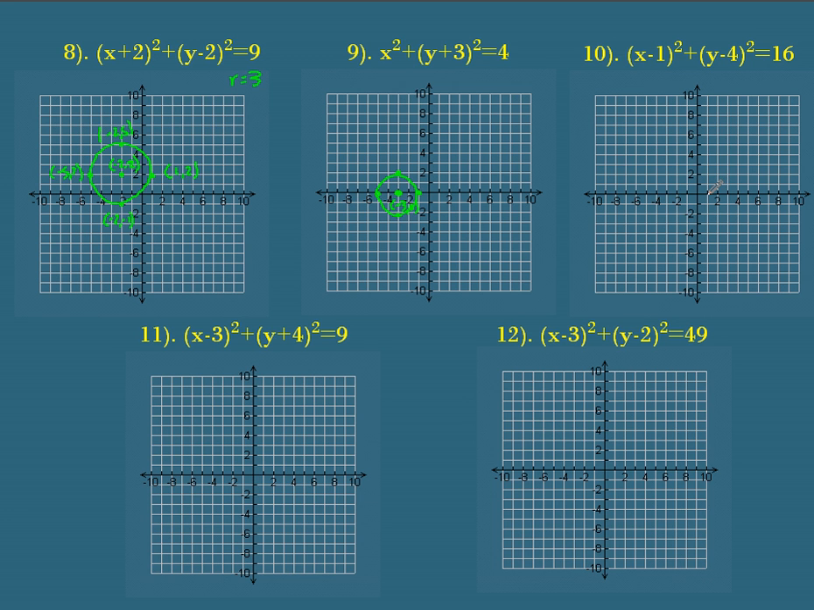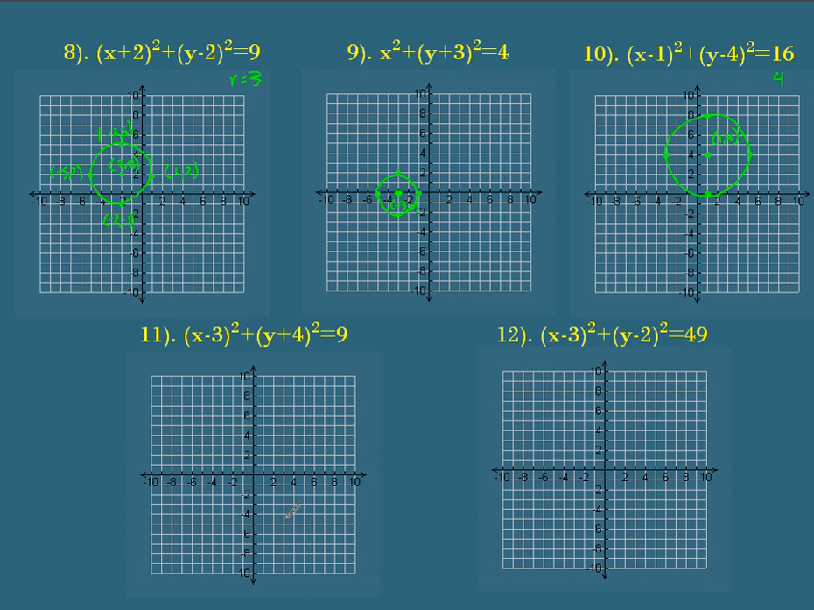So here x is positive 1, y is 4, and then the square root of 16 is 4, so 4 in each direction. So 4, 4, 4, and 4. The center point was 1, comma 4, and now you can connect your dots to make the circle as best you can.